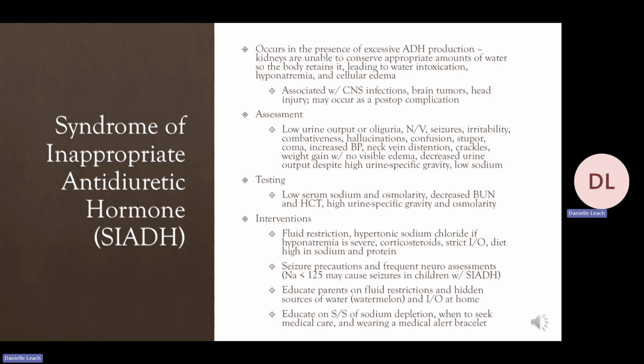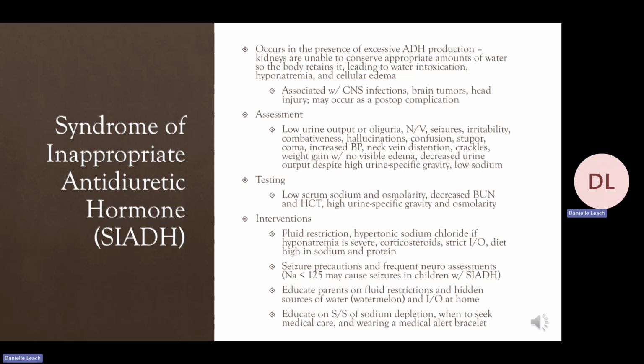Testing for SIADH would show low serum sodium and osmolarity, decreased BUN and hematocrit, and high urine-specific gravity and osmolarity. The number one intervention for SIADH is going to be fluid restriction. If they do need fluids because of hyponatremia, we would give them a hypertonic sodium chloride solution. Corticosteroids, strict intake and output, and a diet high in sodium and protein.